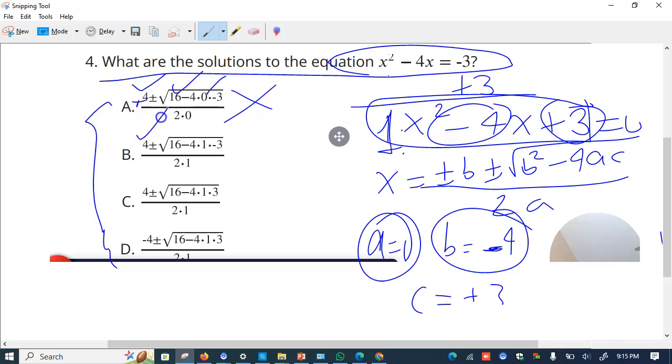Let's see the second one. The first part looks good. The second part is good. And then 4 times 1 times. So 4 is correct. A is 1, correct. And C is plus 3. And then he made a mistake. They put a -3 here. That is wrong. This is creating a problem.